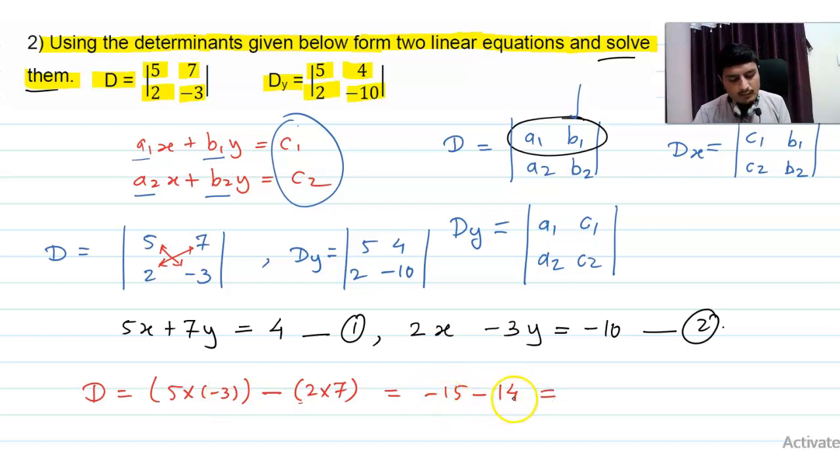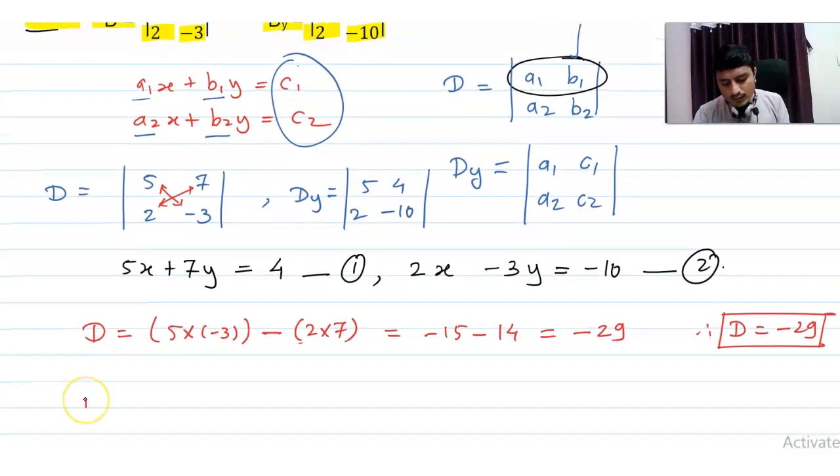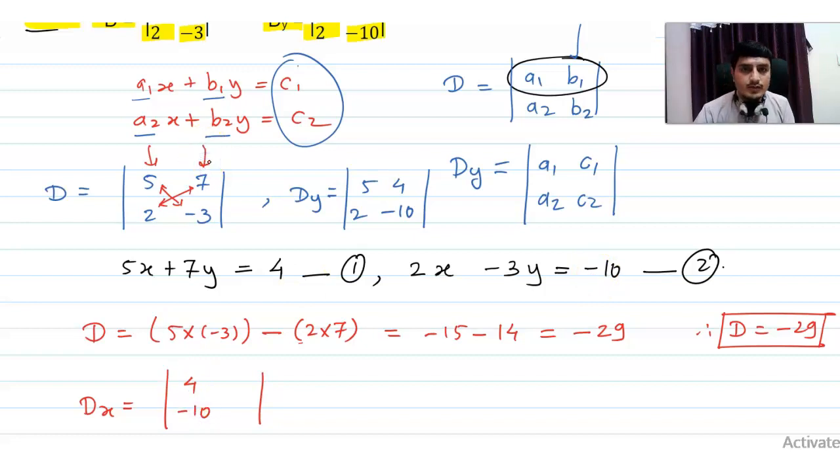So minus 15 minus 14, we are getting minus 29. So the value of D, I am writing at last, equals minus 29. Now to evaluate the value of Dx, the determinant, we have to replace the coefficients of variable x from equations 1 and 2, that means 5 and 2, by the constants 4 and minus 10. So we are getting 4, minus 10, while the second column, the coefficients of variable y from both equations, remains unchanged, that means 7 and minus 3.